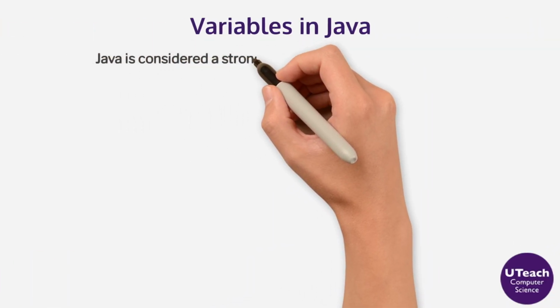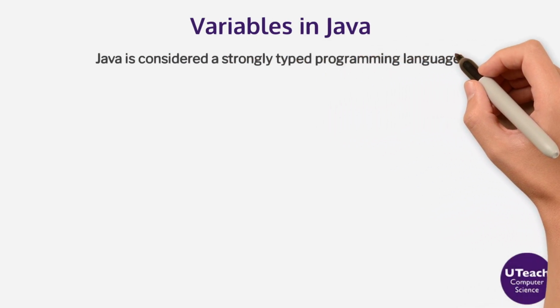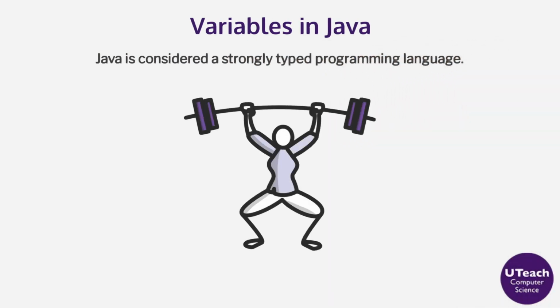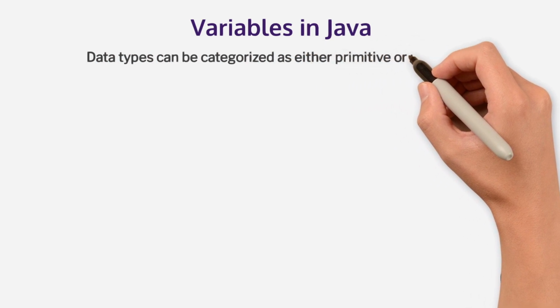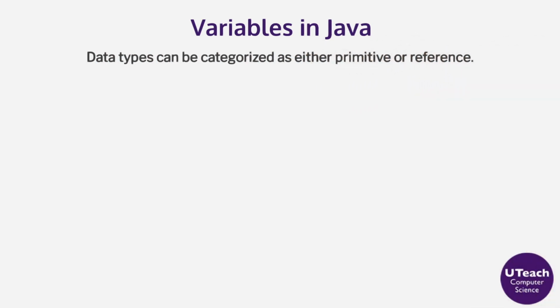Java is considered a strongly typed programming language. This means that the program must declare what type of data a variable will be holding before the variable can be used. Data types can be categorized as either primitive or reference. We will be discussing primitive data types in this video and reference data types in a later video.